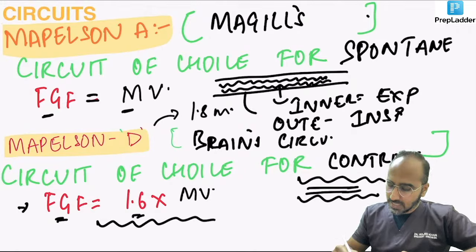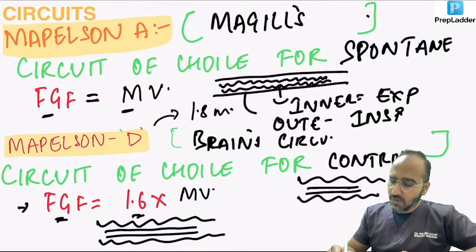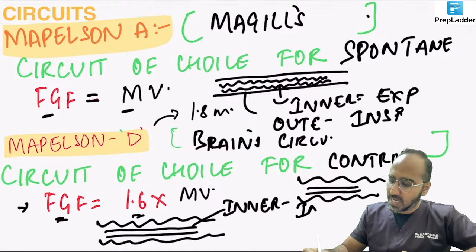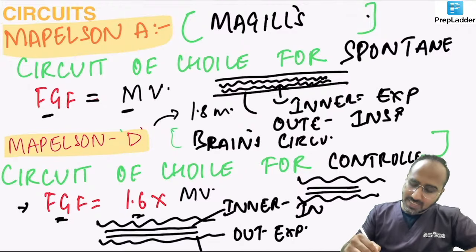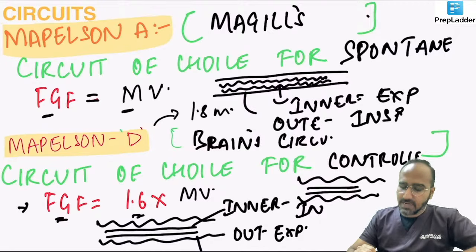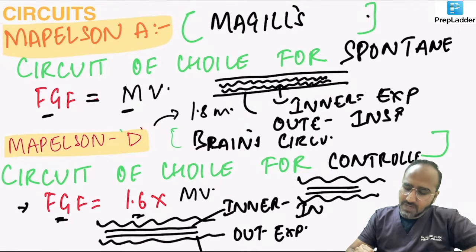This is the circuit. Okay, this is the outer pipe and this is the inner pipe. What did Bain do? Bain is the guy guys, Archie Bain. He told that the inner tube will be responsible for inspiratory gases, and the outer tube should be responsible for expiratory gases. Okay, that's regarding Mapleson A and Mapleson D circuit. Whatever I am writing, guys, it's very, very important.